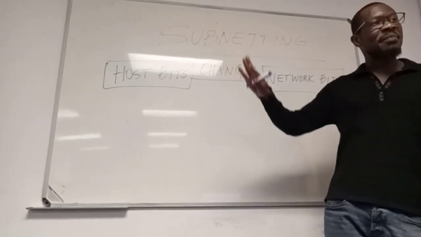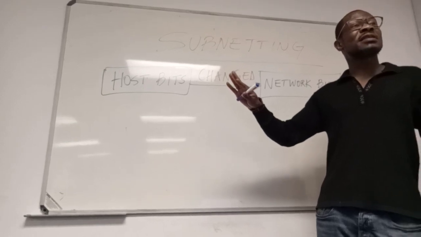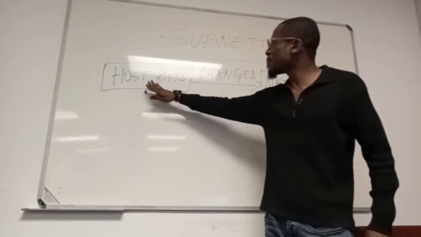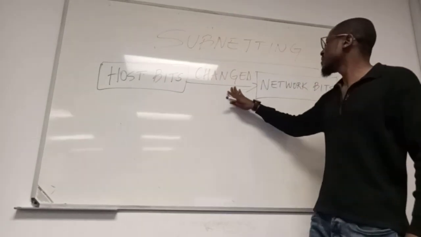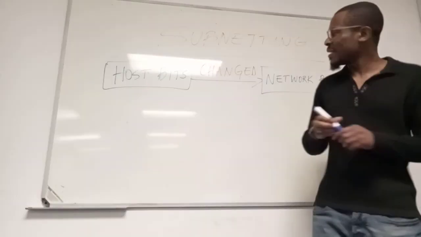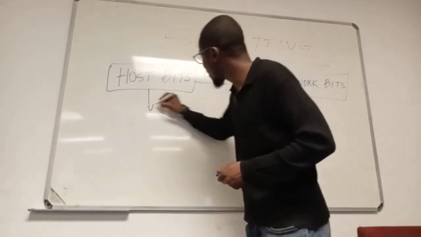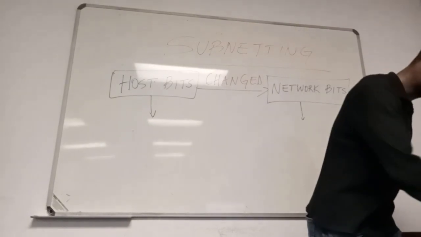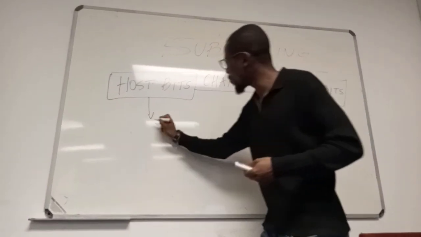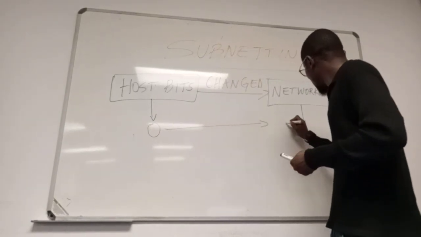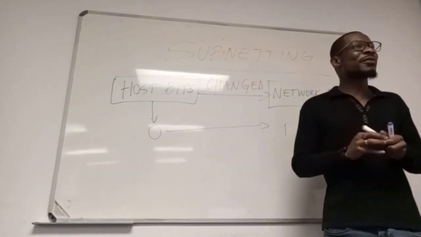So this diagram will talk about the previous video, right? So we were saying this. The host bits must change, will change to what? What does it mean again? It means this, right? The host bit is always what? 0. The zeros will change to what? To 1. Right?